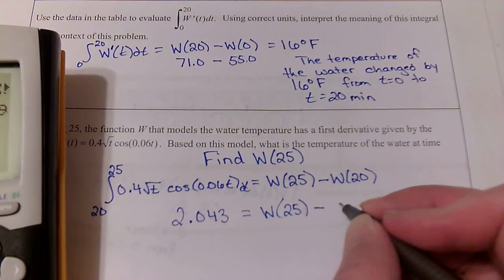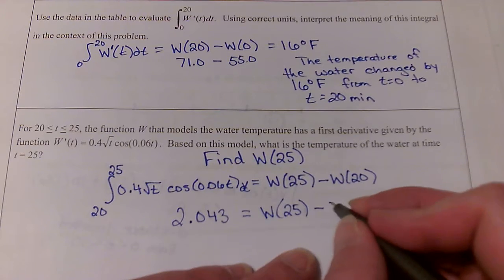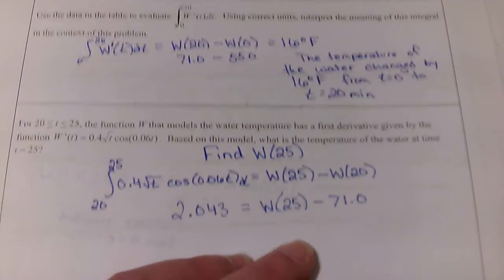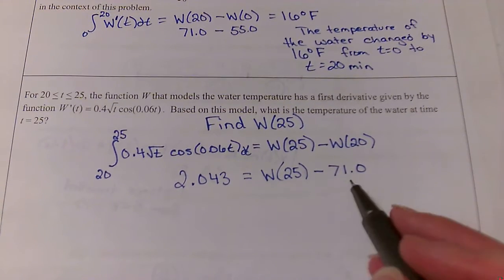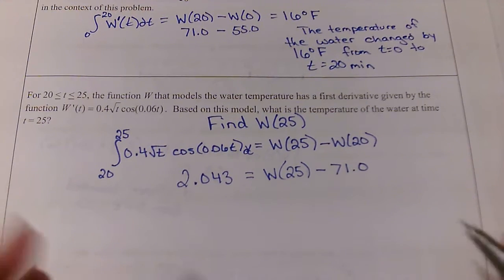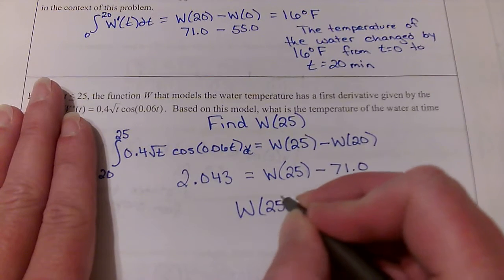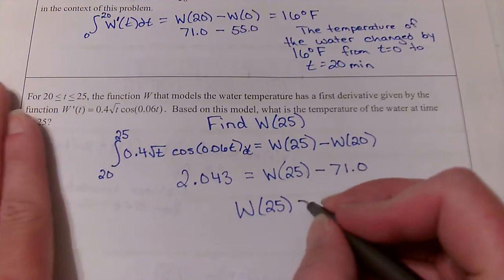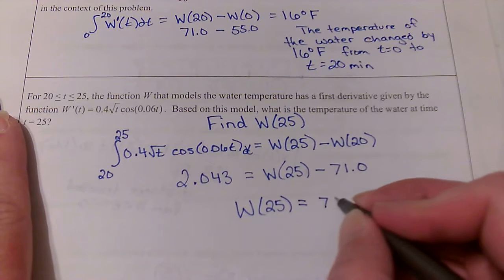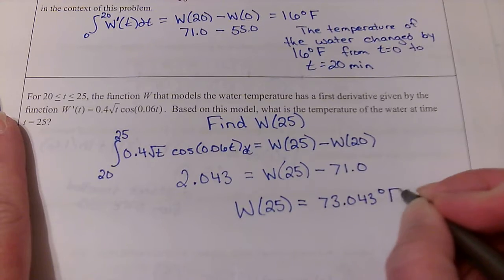Well, I happen to know what the water temperature was at 20 minutes. That was given to me in the table. So all I really have to do is add this change to where I left off. So the temperature at 25 minutes is going to be 73.043 degrees Fahrenheit.